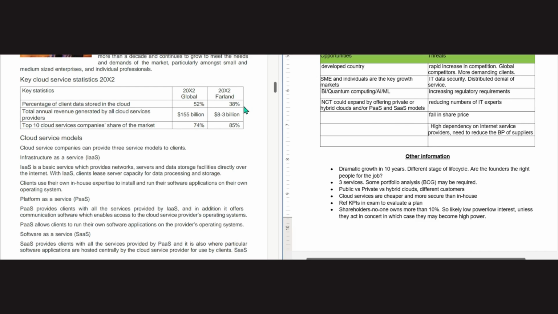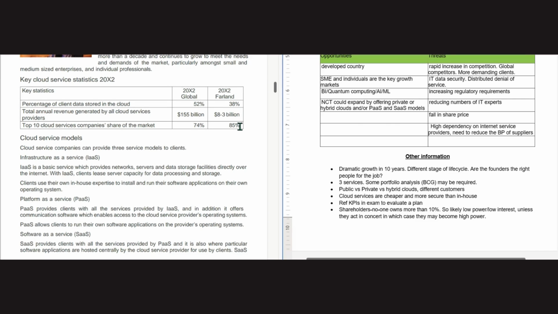In terms of revenue generation, Finland is way behind the global levels of revenue. Again, lots of room to catch up. And the market share: the top 10 companies have 85% of the market in Finland, but globally the top 10 have only 74%. So in summary, what's that saying? Although the first two suggest that there is an opportunity for growth, the third one says that we've already got 85% of the market.